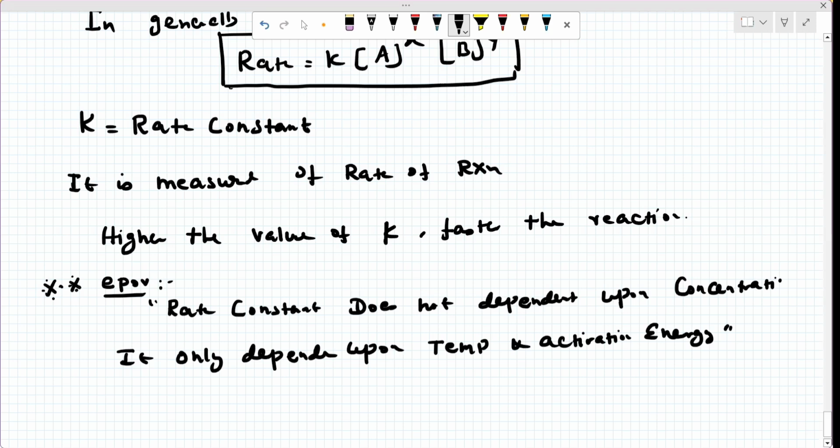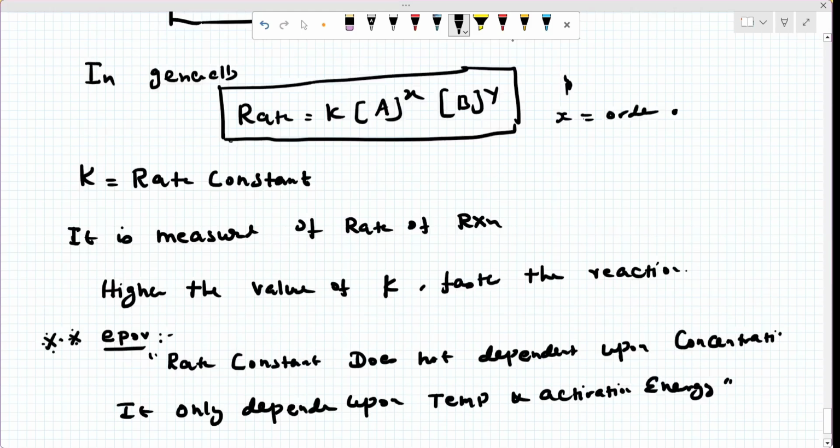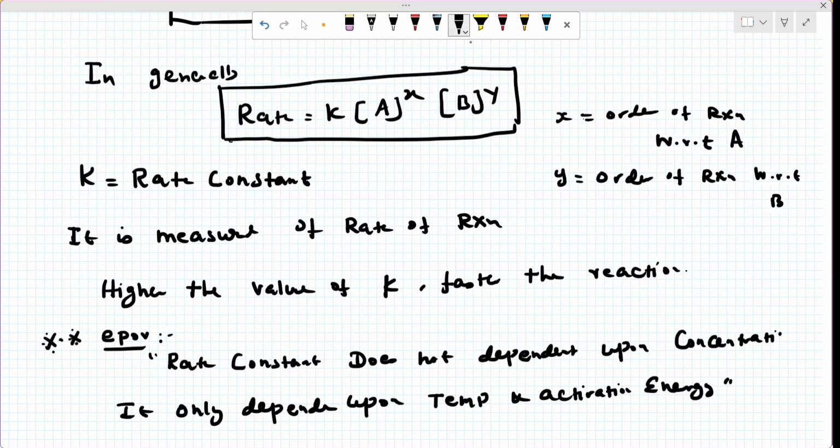Now see, what is x here? x is the order of reaction with respect to A. What is y? It is the order of reaction with respect to B. Next question: so what is order, sir? Okay, I will explain.